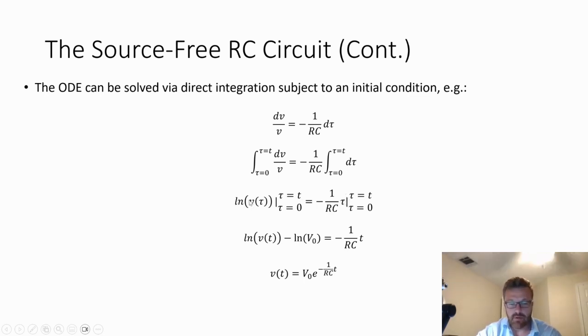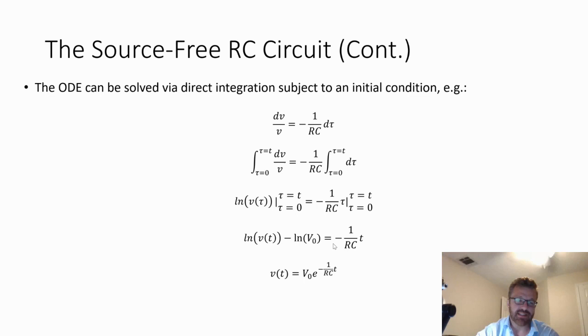Of course, on the left here, when you evaluate this at t, you get ln of v of t. When you evaluate it at tau equals 0, that's just ln of v of 0. Typically, your text in this section is going to define the initial condition as just capital V sub 0 here. And then that's just a given in this case.